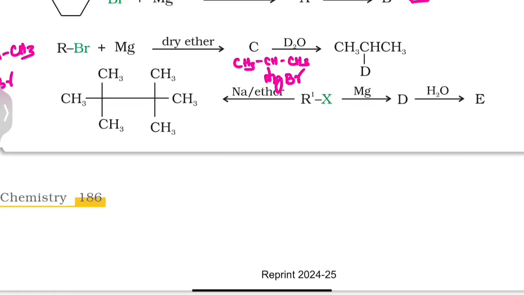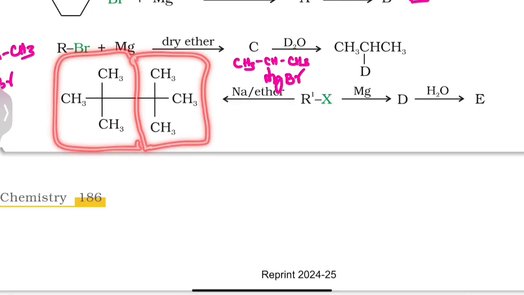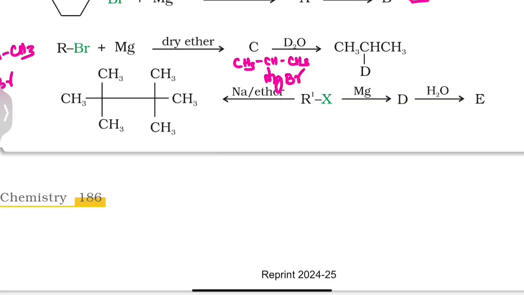Next we will see R-X when you are treating with sodium in dry ether. Sodium in dry ether means it is the Wurtz reaction. So always remember, sodium in dry ether will be the Wurtz reaction. So here this is the product formed. The meaning is, break this into two: this is one alkyl group and this is the second alkyl group. So here R dash would have been this, CH3, CH3, CH3 and X. Two molecules will combine together, the same two molecules, and this Wurtz product you will get.